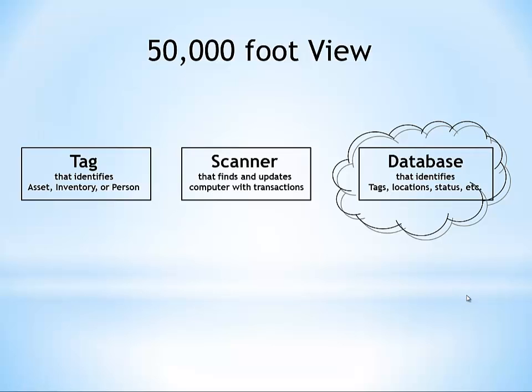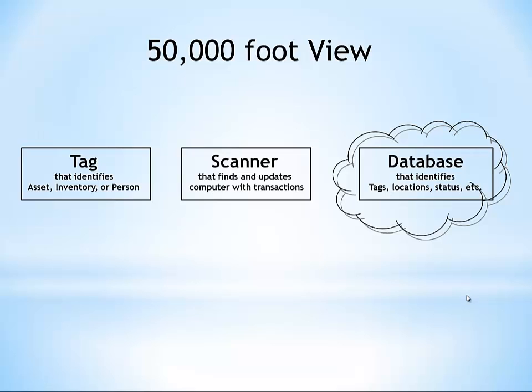From a high level, the system really consists of three main parts. There's a tag, and the tag is one of many different variations, but it's used to identify the asset or an inventory or a person if we're doing personnel type tracking. Second piece is what I'll call a scanner, but it's a device that basically reads the tag, converts the information into computer transactions. Then the third part is the database itself. And this is a number of different tables that collect the information and provide the various reports. So again, at a very high level, these are the main components.